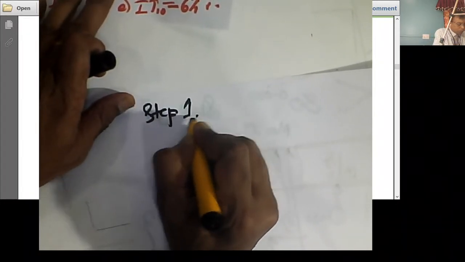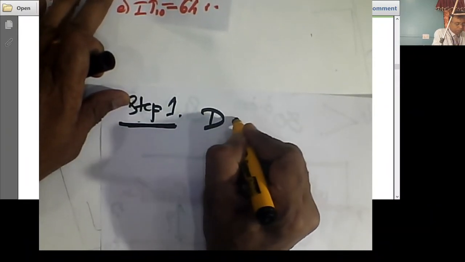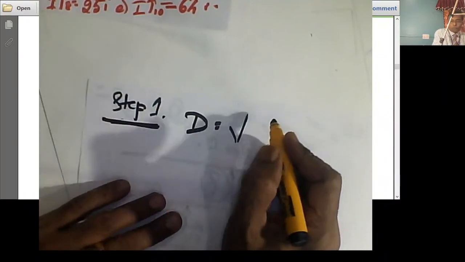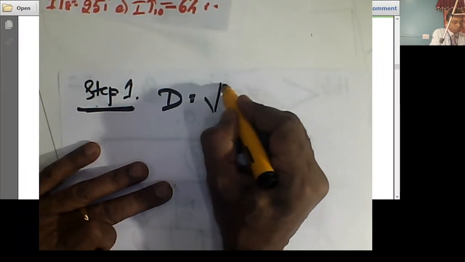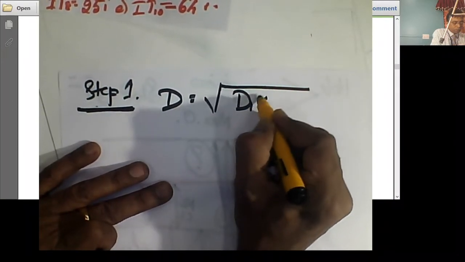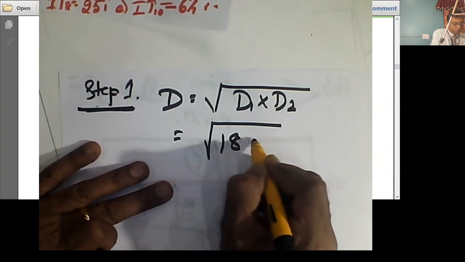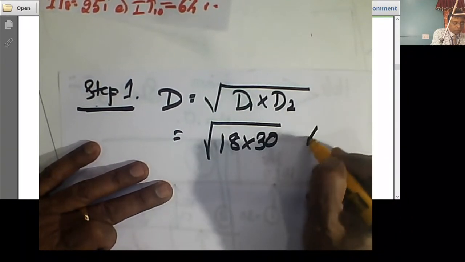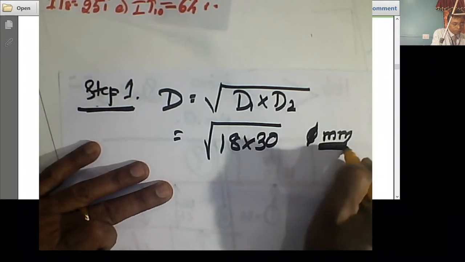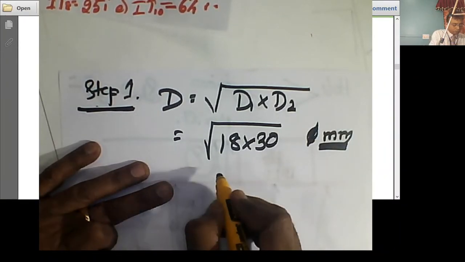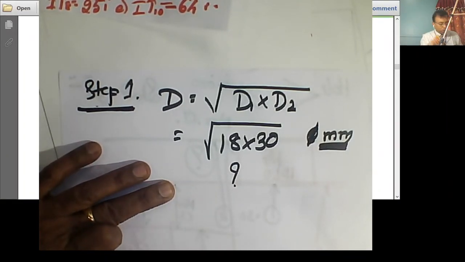Step one, find out D is equal to root of D1 into D2, that is equal to root of 18 into 30, and you get the value in terms of mm. Whatever the value is, please find it out later. I don't know how much it is. I have not solved this problem, but I'll show you the methodology.